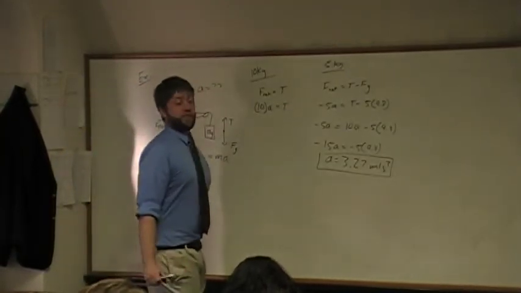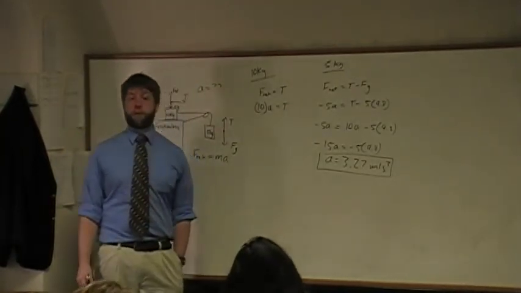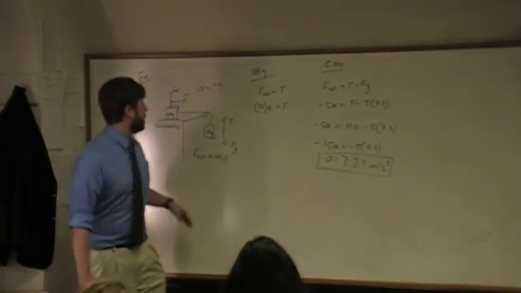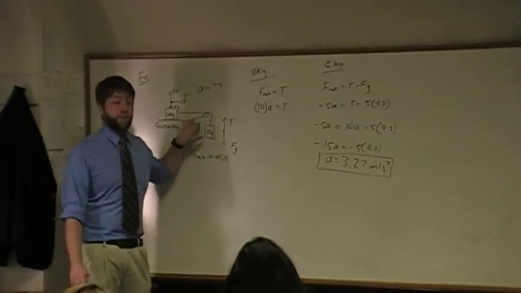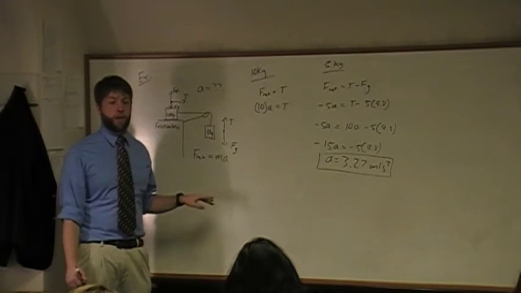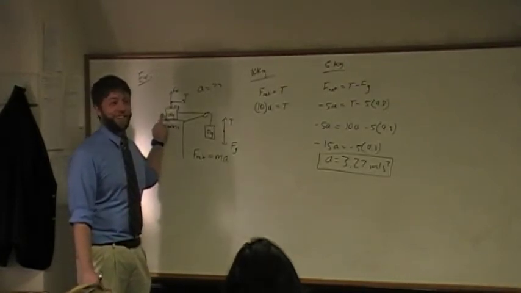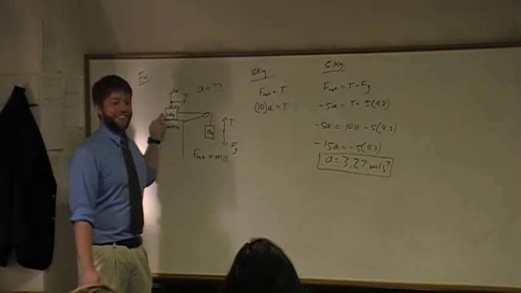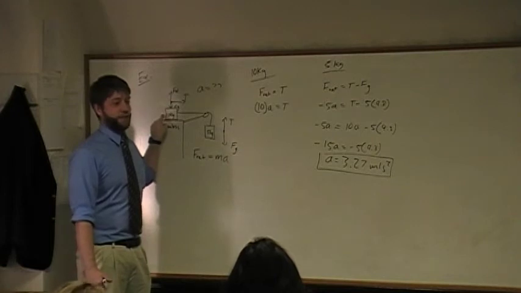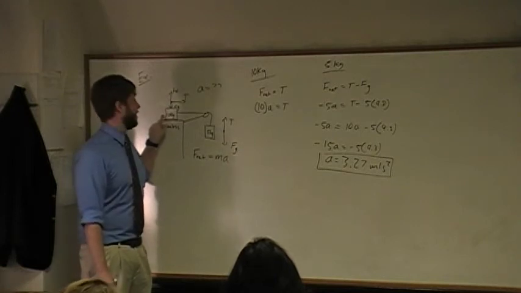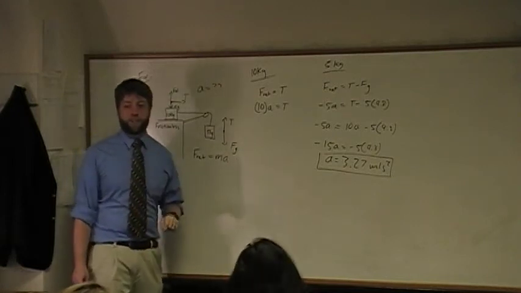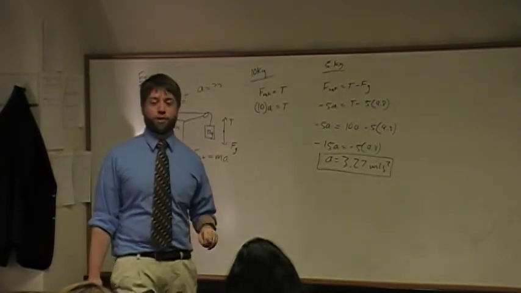All right. So the acceleration is 3.27 meters per second squared. That means that the 5 kilogram mass is falling at 3.27 meters per second squared, and the 10 kilogram mass is sliding. That was still really funny. Like, keep roasting. I'm not going to keep roasting him with the camera on. Okay, that leaves visual evidence. All right. The 10 kilogram mass is moving to the right at 3.27 meters per second squared.